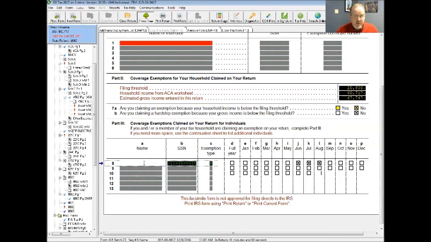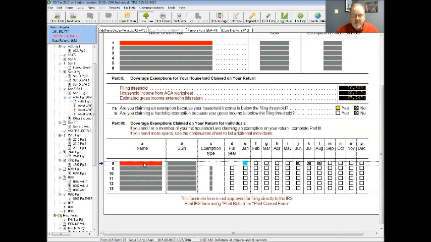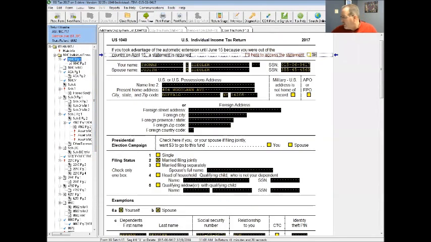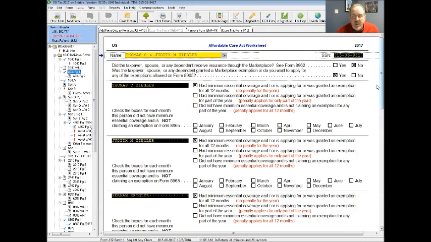Now, they're not doing exemptions. Okay, so we have that. Now, in this case, we're going to just go here and say that they didn't have the exemption. And we're going to say that mom and dad did not have insurance the entire year, but they did take care of the kids and they paid for Child Health Plus.